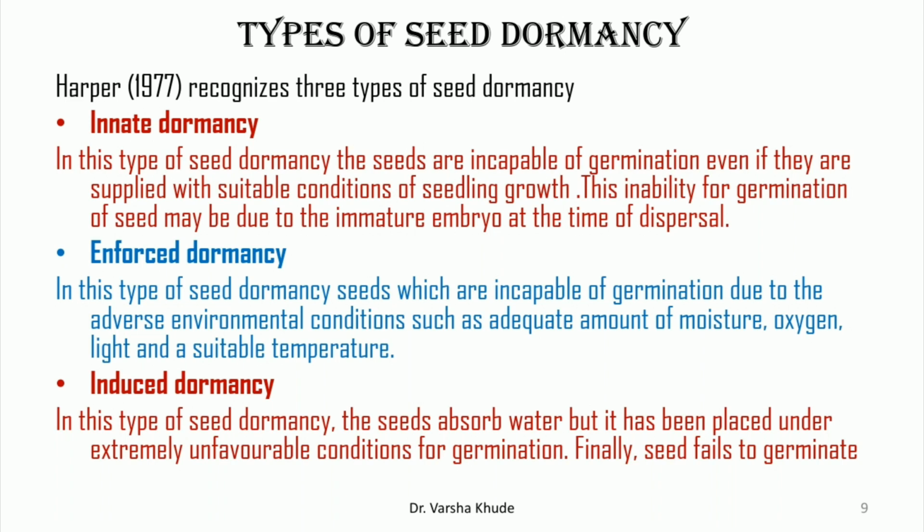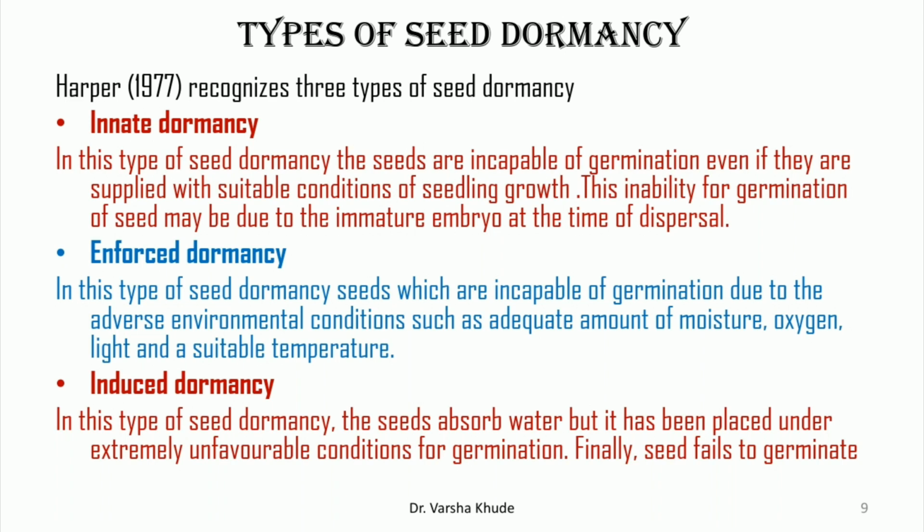Enforced dormancy. In this type of seed dormancy, seeds are incapable of germination due to adverse environmental conditions, such as inadequate amount of moisture, oxygen, light, and a suitable temperature. Induced dormancy. In this type of seed dormancy, the seeds absorb water, but they have been placed under extremely unfavorable conditions for germination. Finally, seeds fail to germinate.